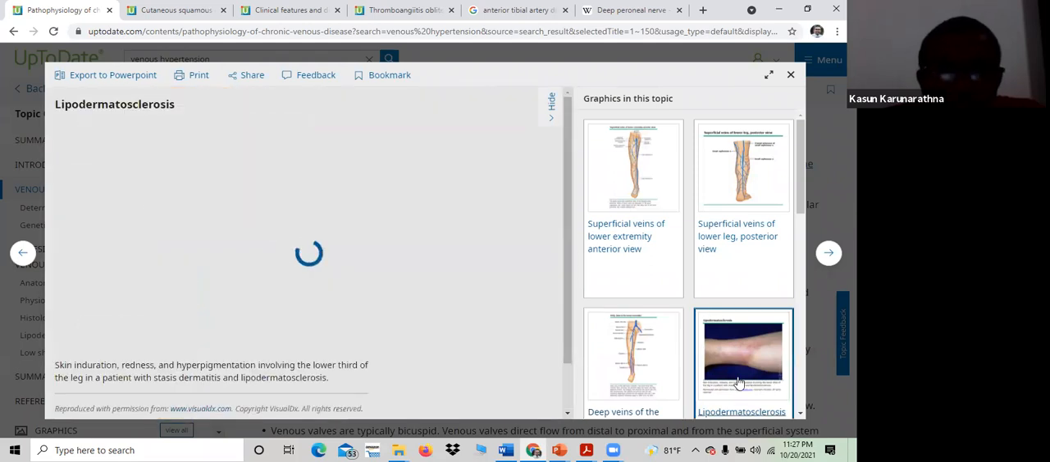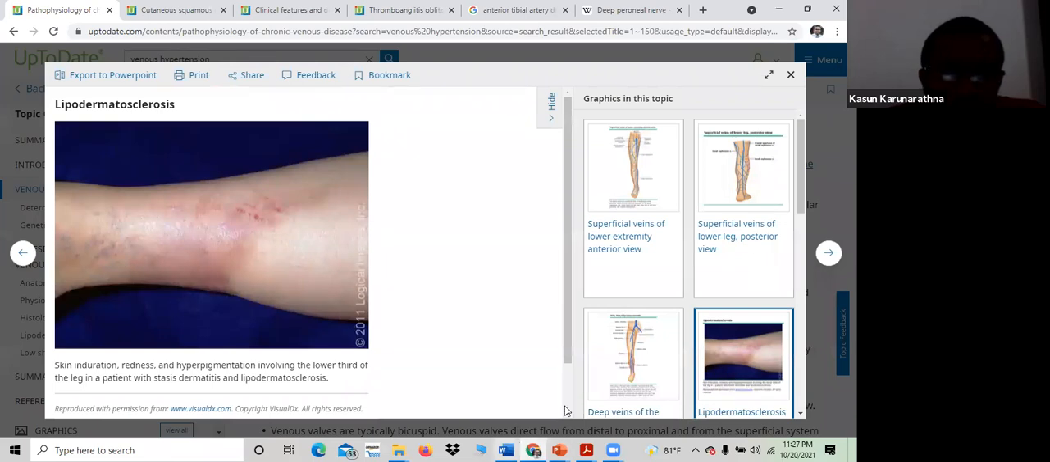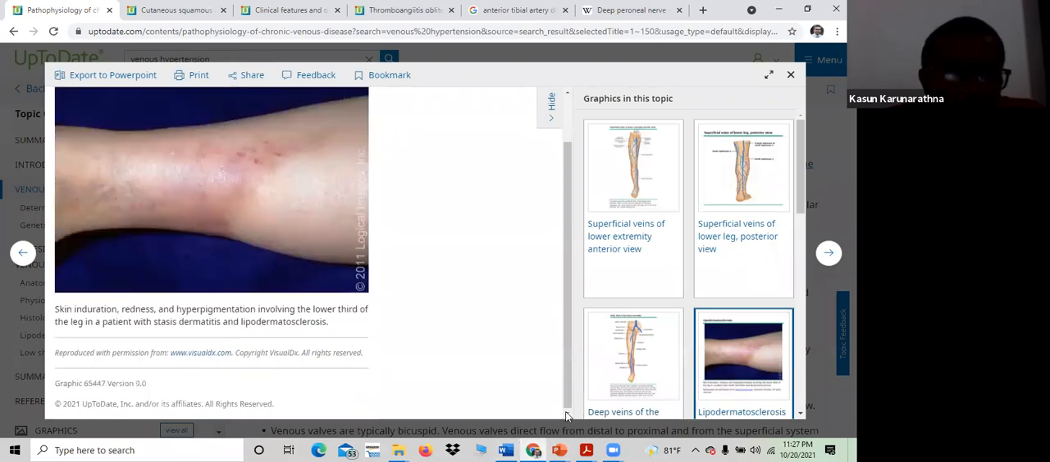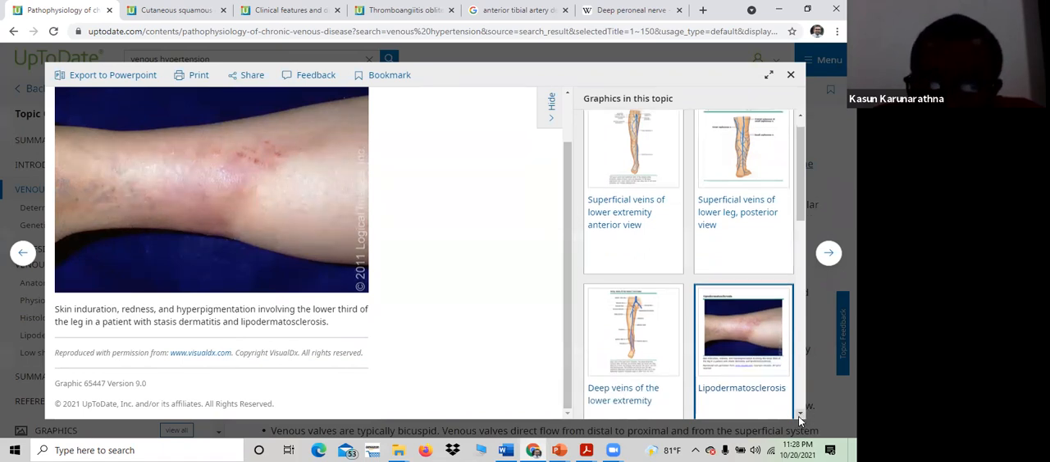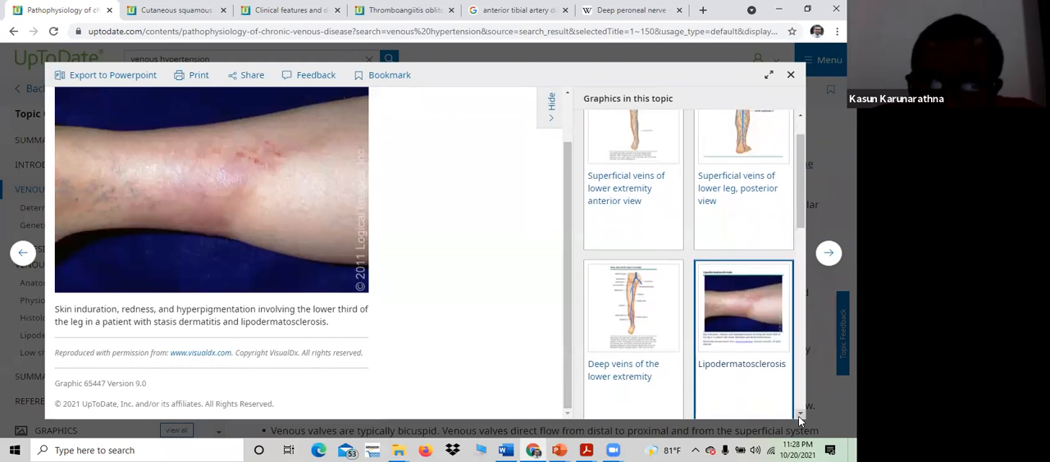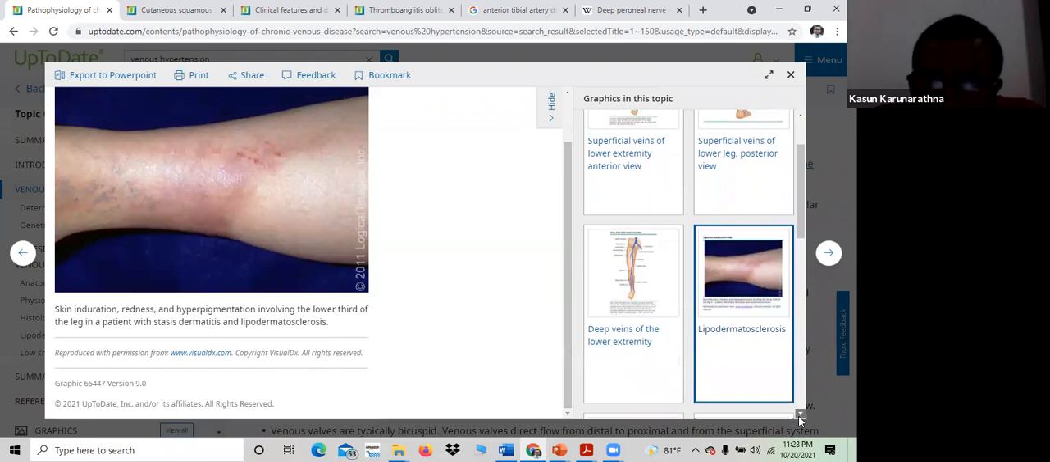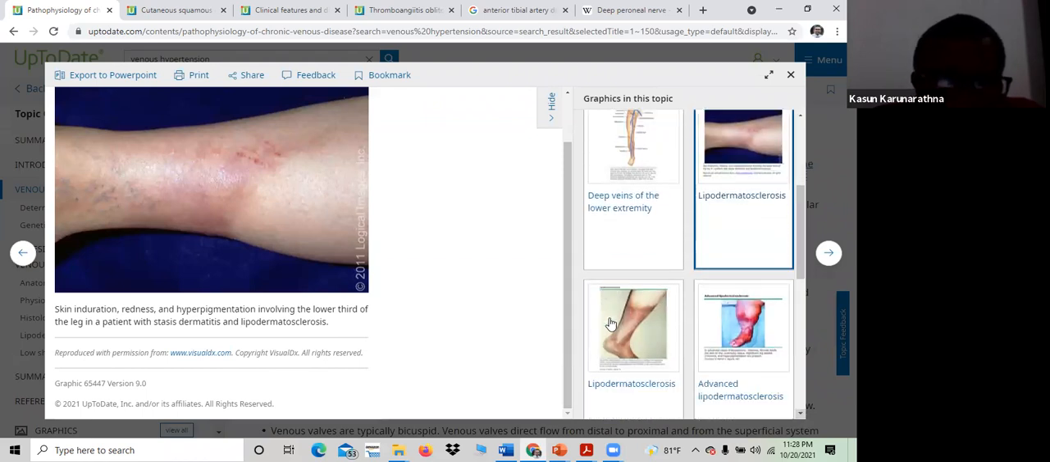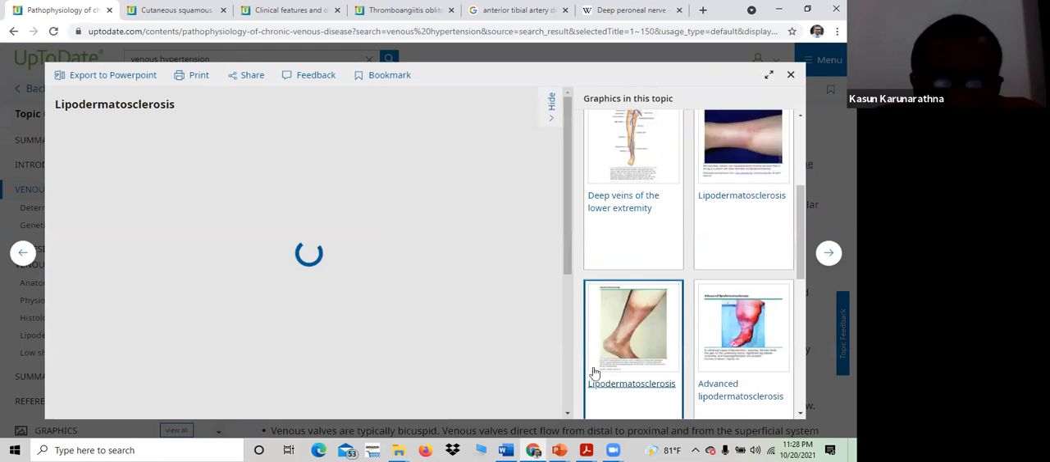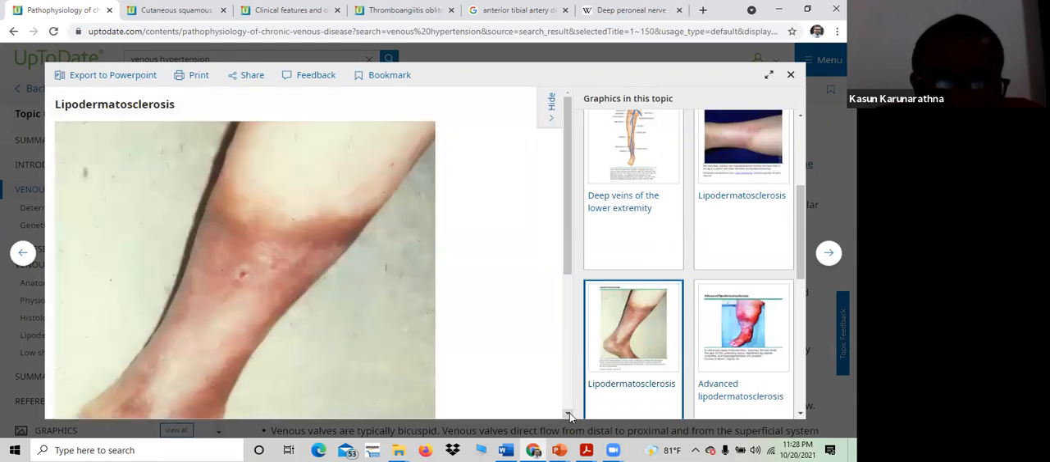This is lipodermatosclerosis: skin induration, redness, and hyperpigmentation involving the lower third of the leg in a patient with stasis dermatitis and lipodermatosclerosis. Right? Skin induration, redness, hyperpigmentation. Those are the complications of chronic venous hypertension. Then the skin and subcutaneous tissues will become fibrous and develop lipodermatosclerosis, right? This is the typical picture of chronic venous hypertension.